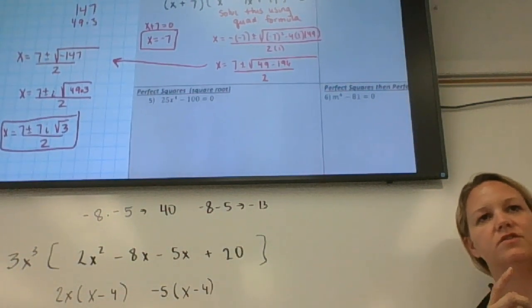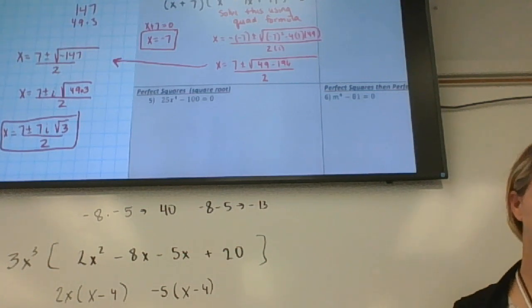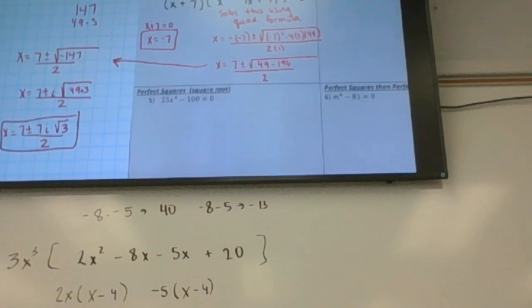Do you understand that, Victoria? So you moved this, like 49. Wait. Times 3, you just moved the 7 to the outside with the i. Or, yeah, because the square root of the 49, yeah.